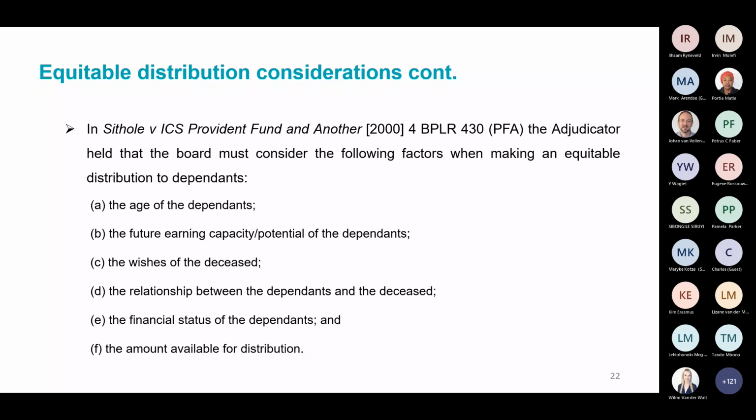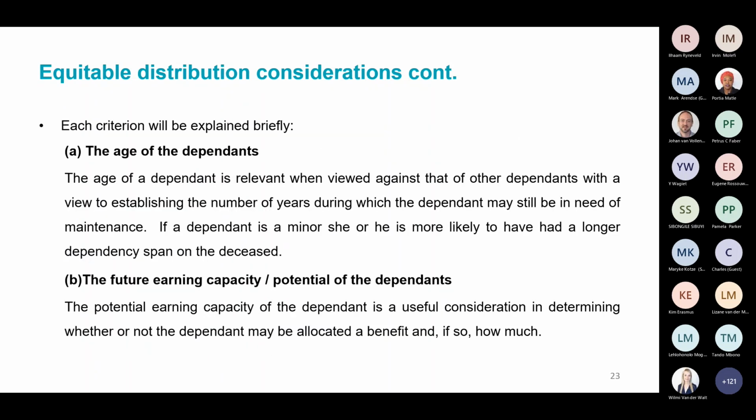The board must look at the age of the dependents, future earning capacity of the dependents, the wishes of the deceased, the relationship between the dependents and the deceased, and the financial status of the dependents, and of course, the amount available for distribution. Each criterion will be explained briefly.